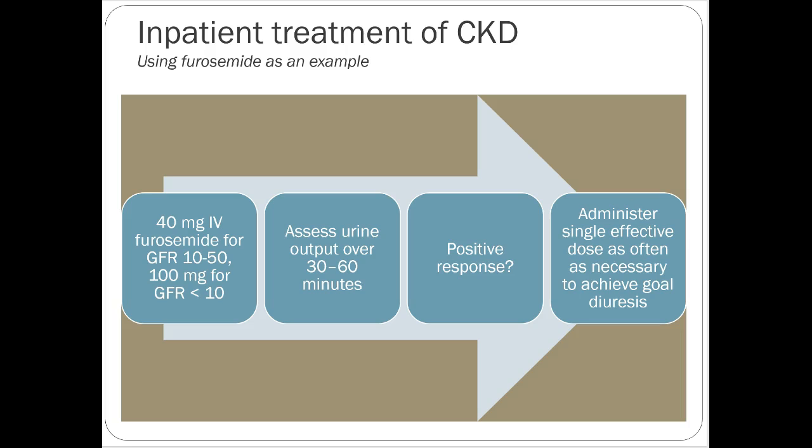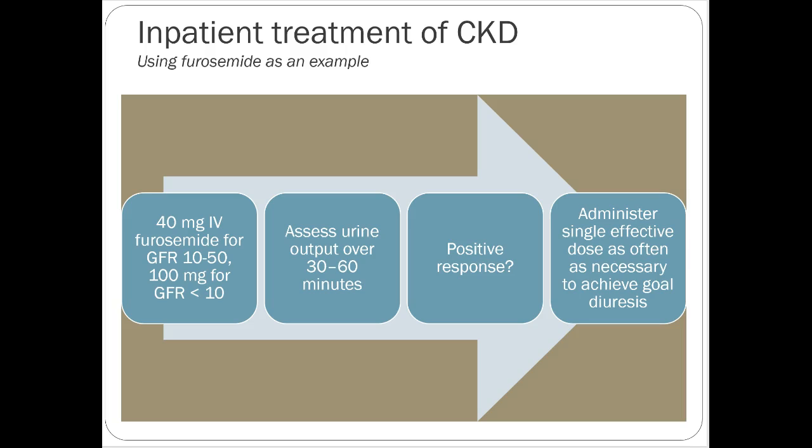But let's talk about an example of a patient who might need inpatient treatment of CKD. So this would be using furosemide. Furosemide is going to be the more common one that you see. It's generally the standard starting loop diuretic. So a patient in this situation is getting 40 milligrams IV of furosemide if they have a GFR between 10 and 50, and 100 milligrams for a GFR less than 10. So that's kind of where you'd start a patient.